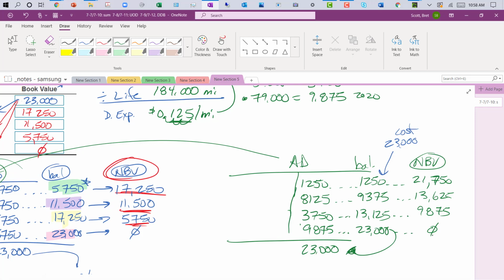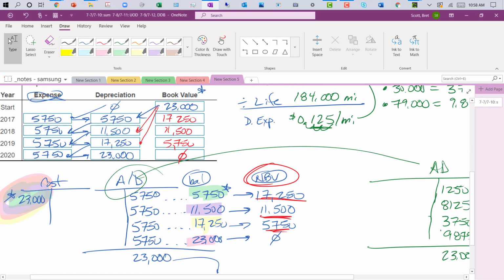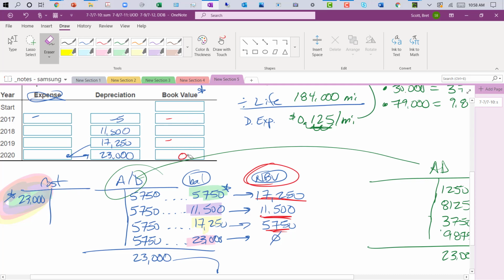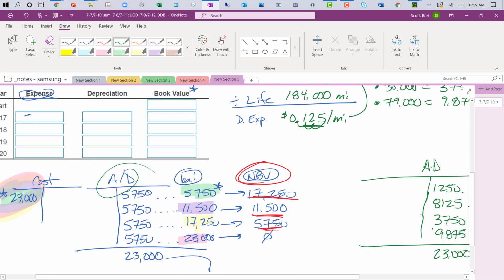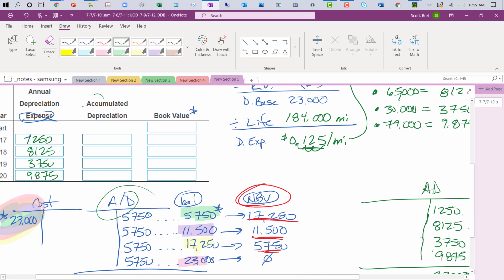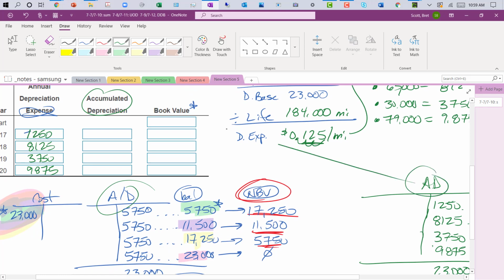What is the question now asking me? Okay. So again, they're asking me for depreciation expense and accumulated depreciation balances, etc. So let me just kind of scribble this out, and then I begin plugging in. Depreciation expense, 1250, 8125, 3750, 9875. Accumulated depreciation, right? That's the T account over here, right?